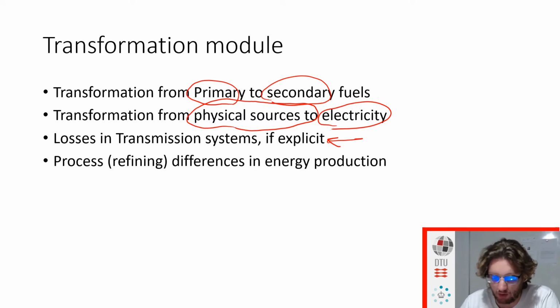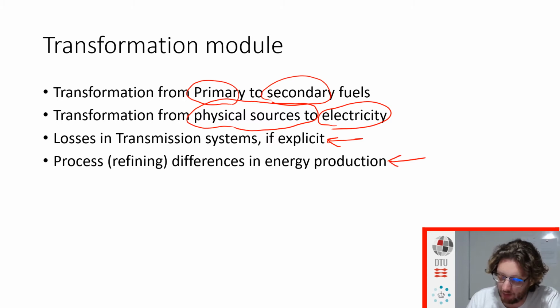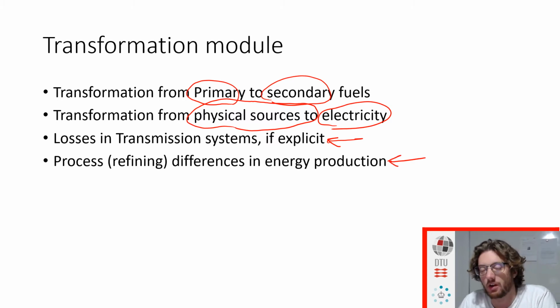And then you also have the losses in your refining sectors between the primary to secondary fuels and all the losses associated with that. So it's not just a direct transformation, it is also about how much fuel it takes to get to something else, and there are also some thoughts on imports and exports.